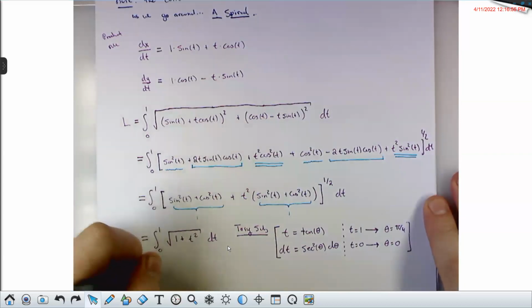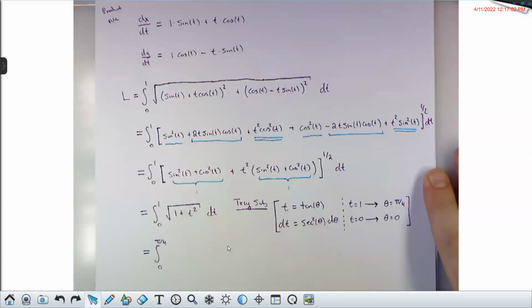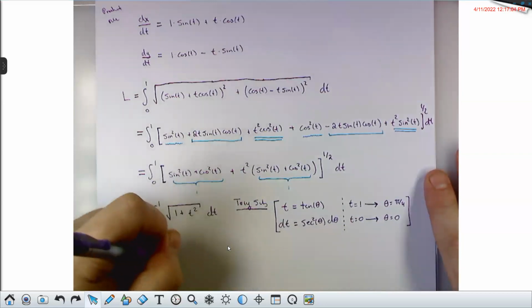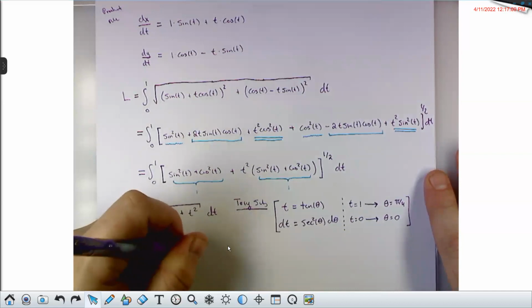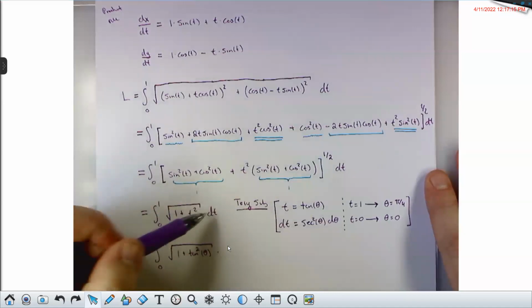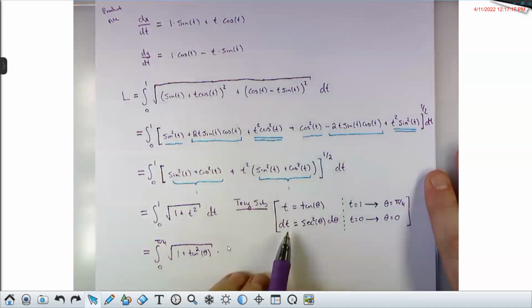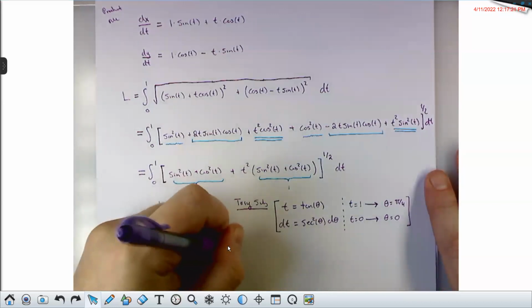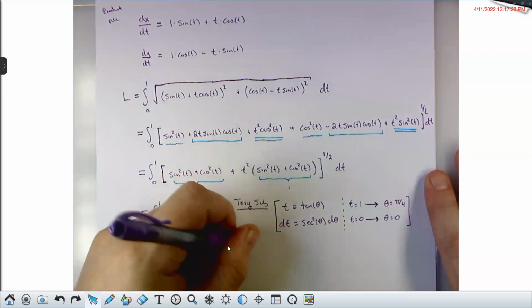When I plug this substitution in, I get the integral from 0 to pi over 4 of the square root of 1 plus tangent squared theta times the differential dt, which is secant squared theta d theta.